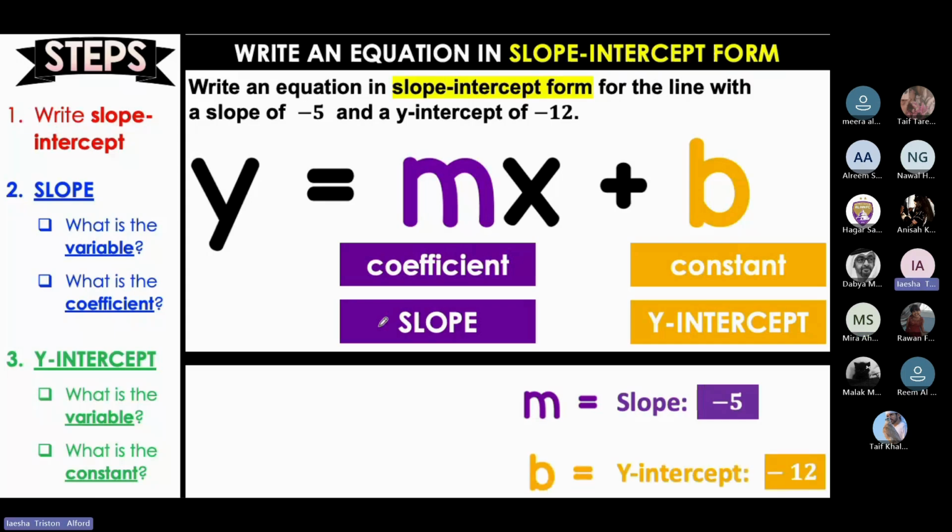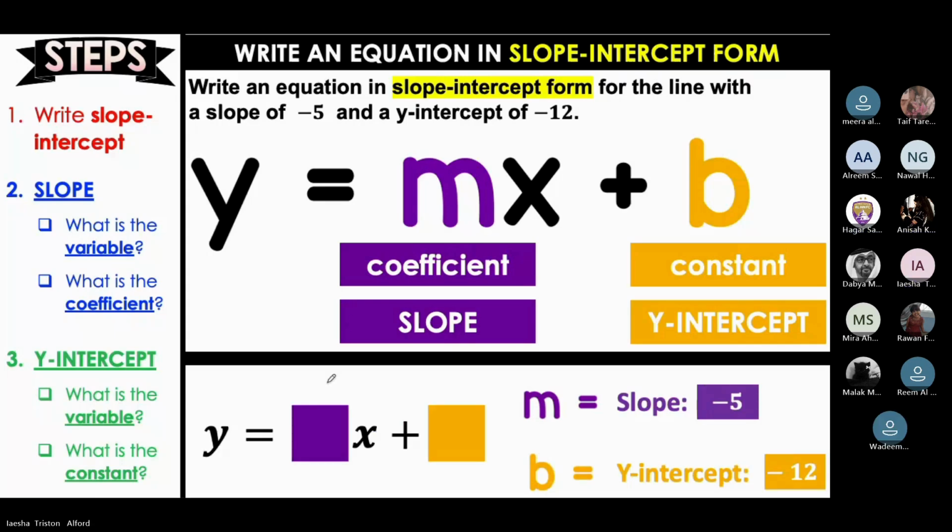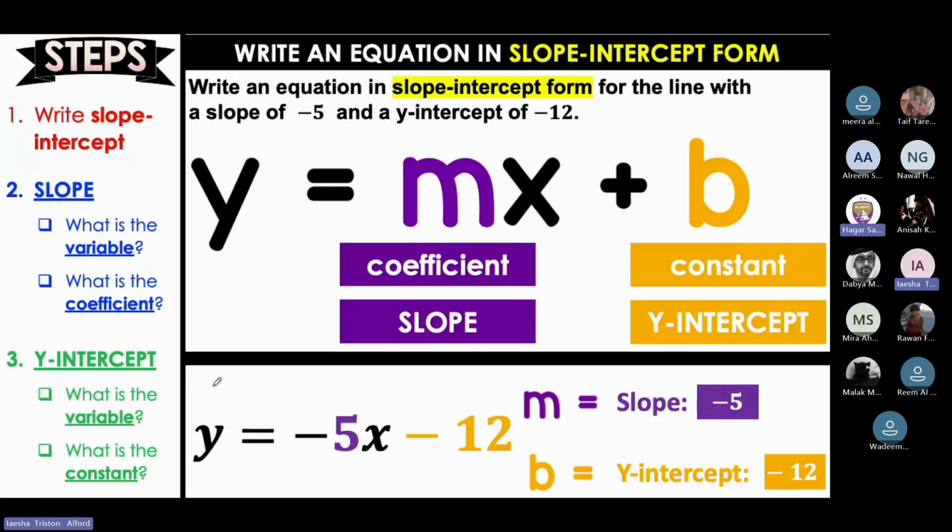Okay, so from here, y equal negative 5x plus negative 12. I can't do plus negative 12. It's not possible. It's only minus 12. So only negative 12.